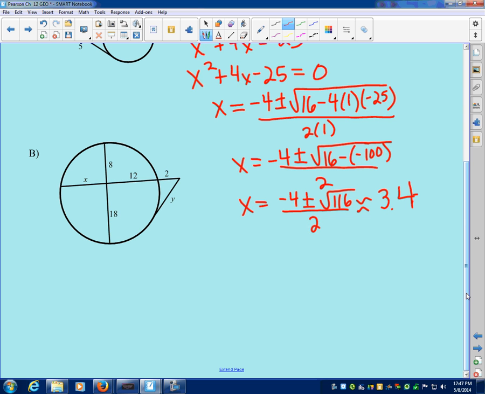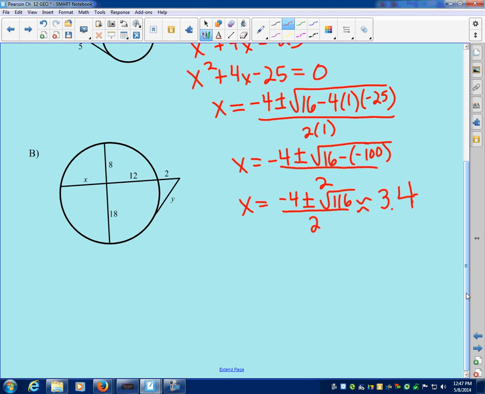What is it? So this is 10. I don't think so. Square root of 116. 12.4. Square root of 116 is not that big. I think it should be about 3 point something.